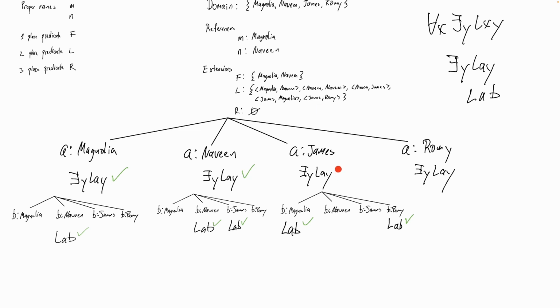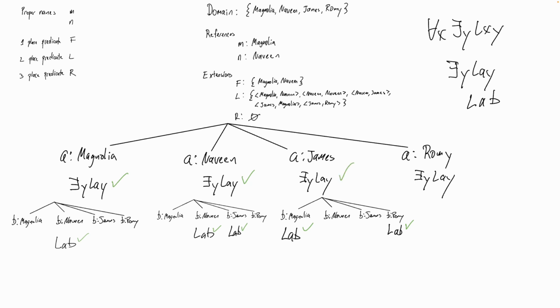So there is a Y such that LAY is true on the valuation one level back where James has been assigned as the referent of A. Finally, we have to check whether there is a Y such that LAY is true on the valuation where Romy has been assigned as the referent of A. And here we find that the answer is no, because when we look at all the ways of expanding that valuation by assigning a referent to B, we find that LAB is false on all of them.